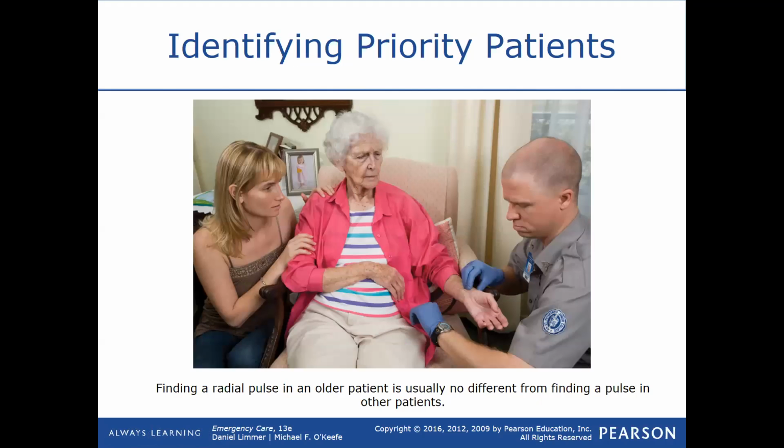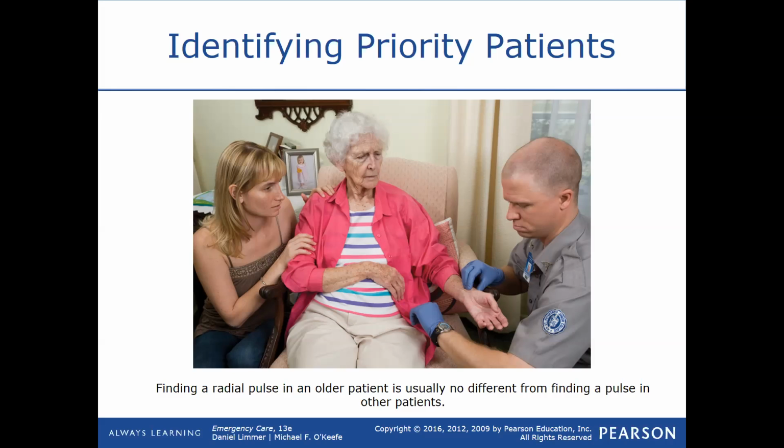See, finding a radial pulse in an older patient is usually no different from finding a pulse in other patients. True. The one thing you have to look out for in your geriatric patients is abnormal heartbeats. Sometimes you'll encounter thready beats that are really rapid, really thready. You can barely feel them. Other times you'll have an abnormal heart rate, but that's their normal. It'll be like a beat, beat, pause, beat, beat, beat, pause, beat. That's one example of an abnormal beat that's normal for that patient.